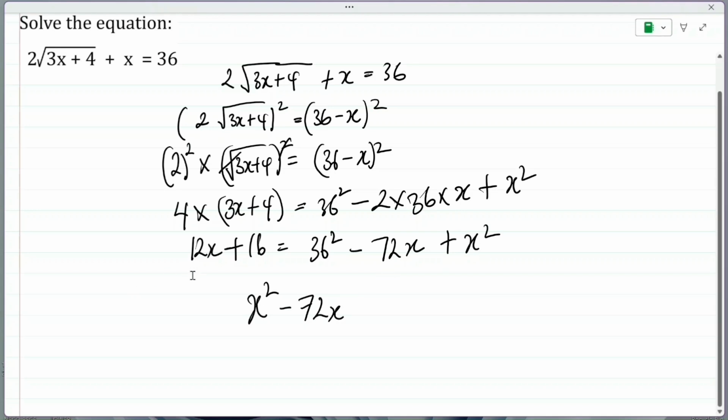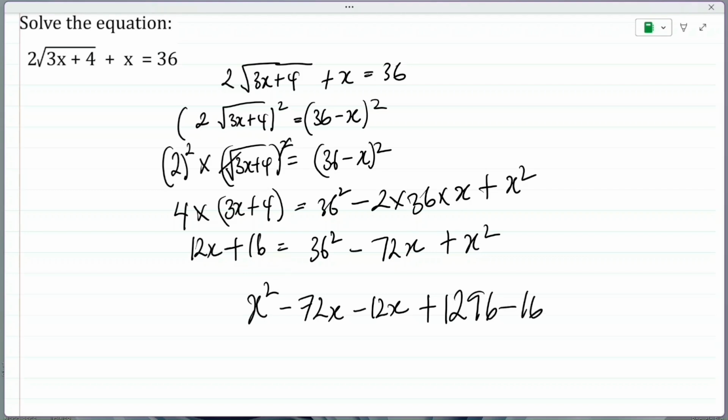This 12x as a positive is crossing to the right, so the plus 12x turns to minus 12x. Then you have plus 36 squared. 36 squared is plus 1296. Then the plus 16 on the left, we are moving it also inside. It crosses the equals sign and turns to minus 16.